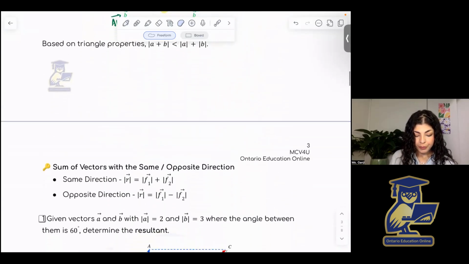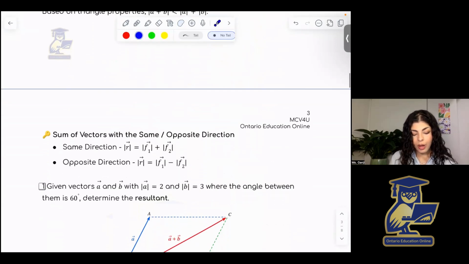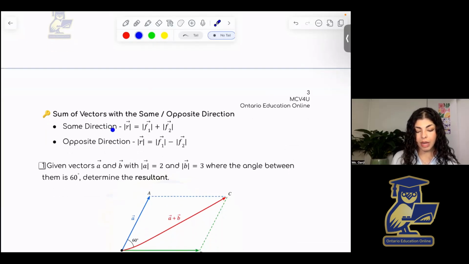Now, we do have a special case as well. Again, like I was saying, if the tugboats were going in the same direction, or if they were also going in opposite directions. So think of, for example, a tug of war with a rope where you're pulling in opposite directions. Then if they're in the same direction, we do actually say that the magnitude of the resultant force is the magnitude of the two forces or the vectors added together.